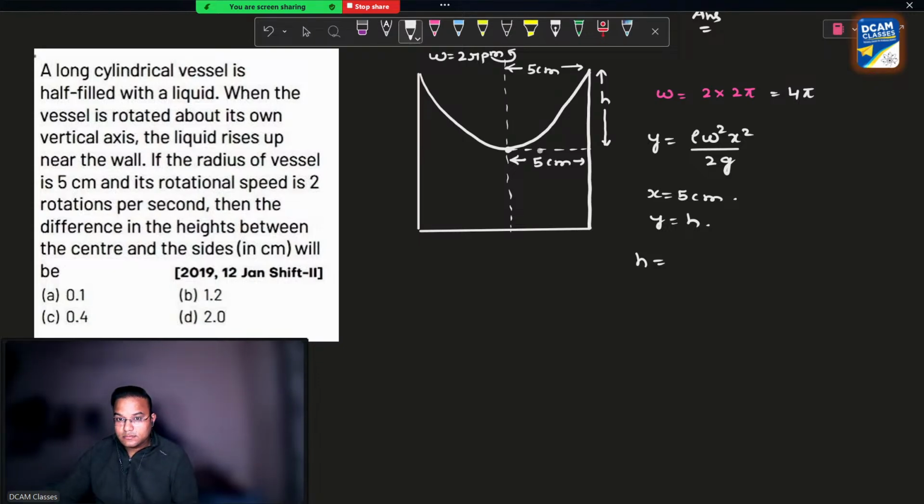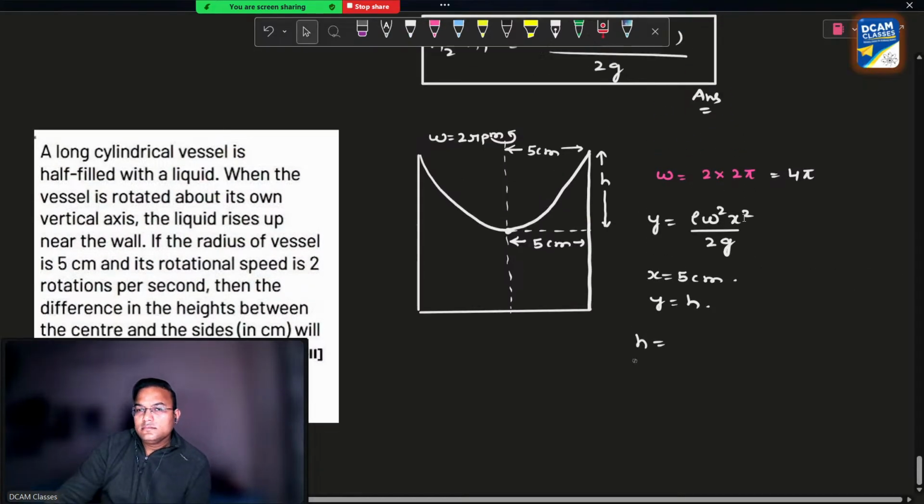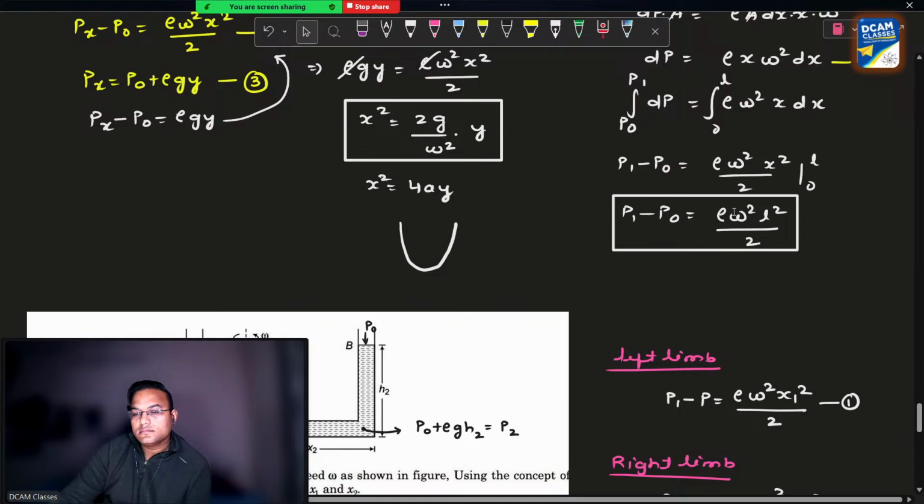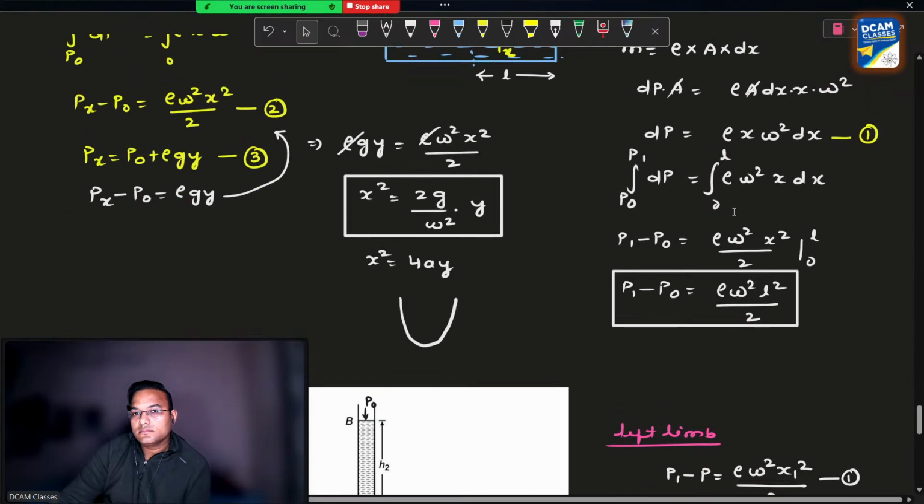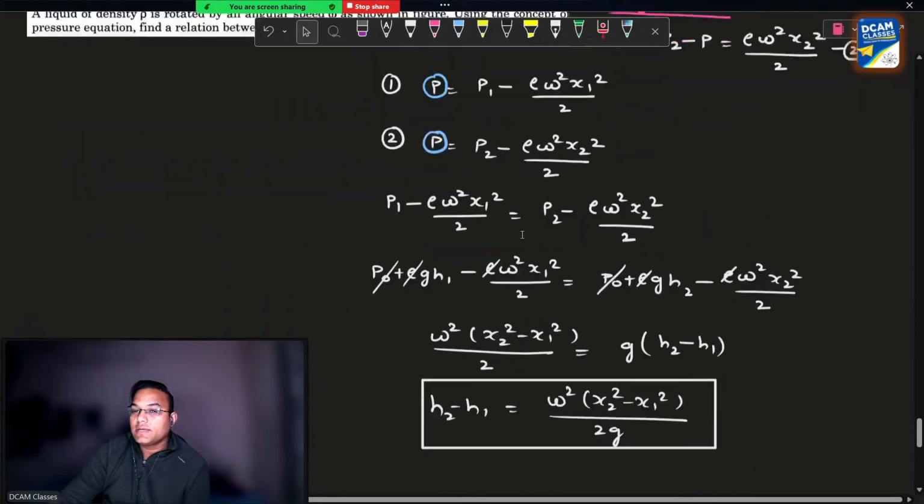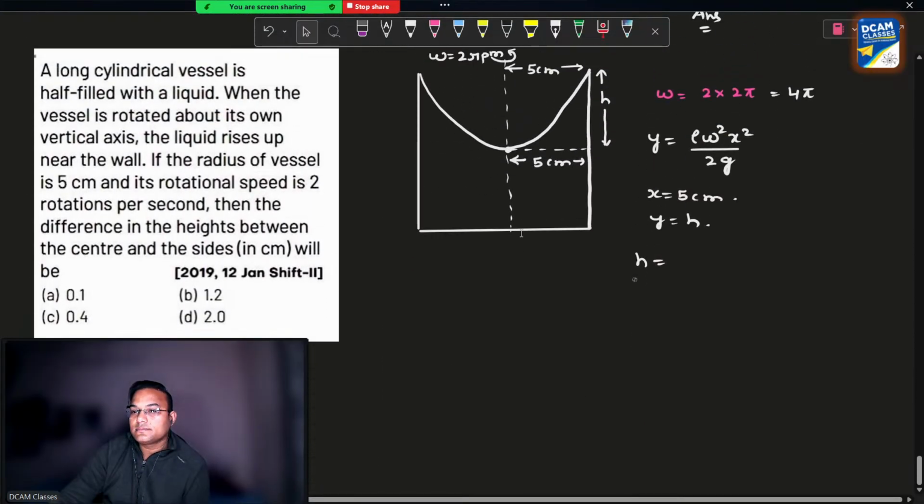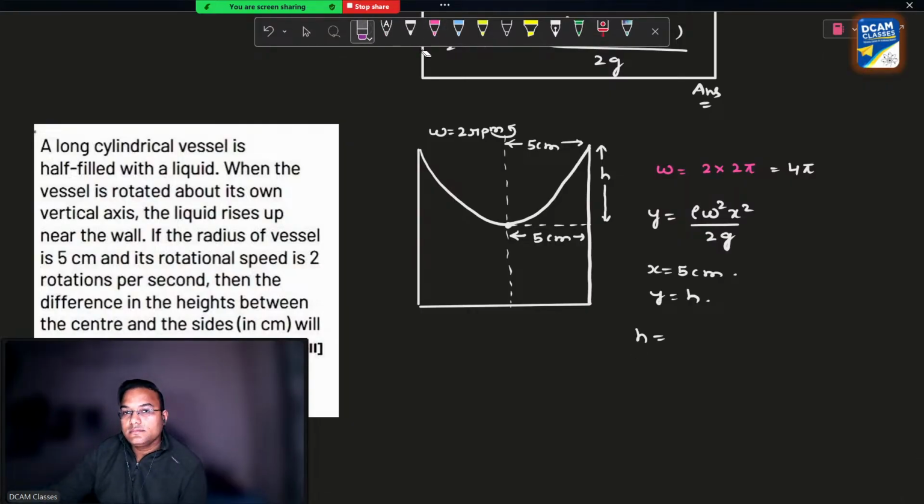Rho and g get cancelled out if you take the pressure difference. It's like P minus P1 would be equal to rho g of omega square by 2. See, I wrote the wrong equation. Y is equal to omega square x square by 2g, rho is not there. So h will be equal to omega square into the radius r square by 2g.